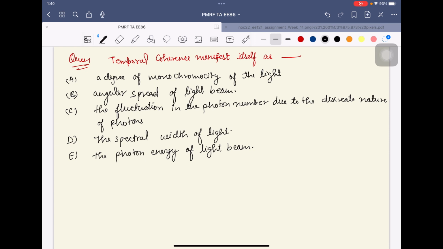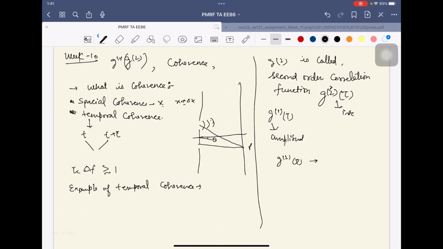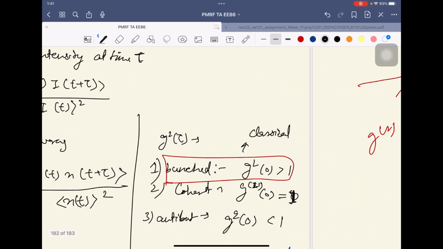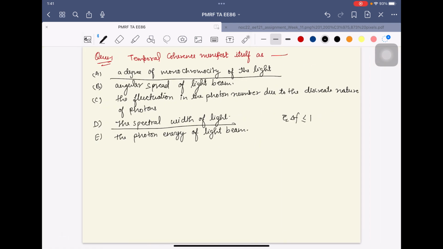So temporal coherence, as I talked earlier, the degree of monochromaticity of the light is somewhat related to the temporal coherence. Another is spectral width of light. As I say, this tau c and delta f should be less than 1. Okay, with this relation, sorry, this greater than 1. Okay, so from which you can write these two are the correct answer.